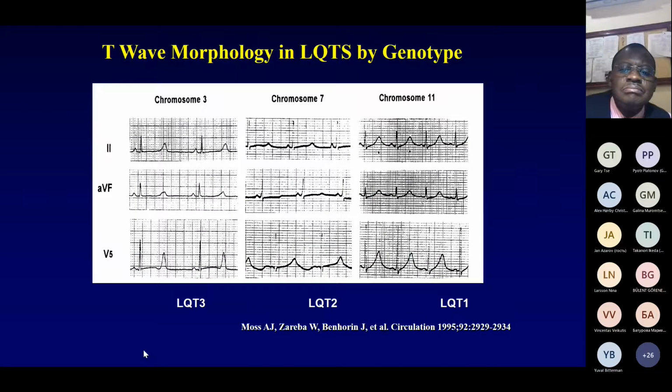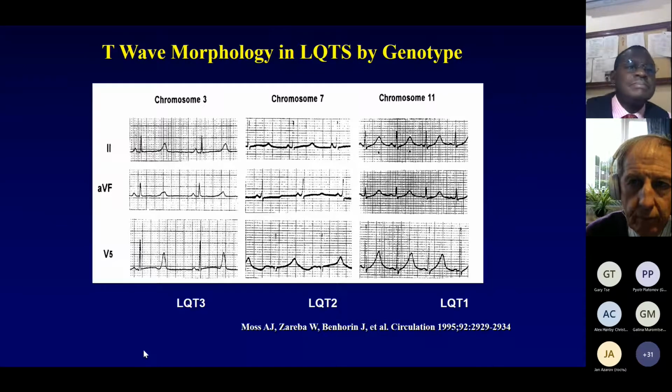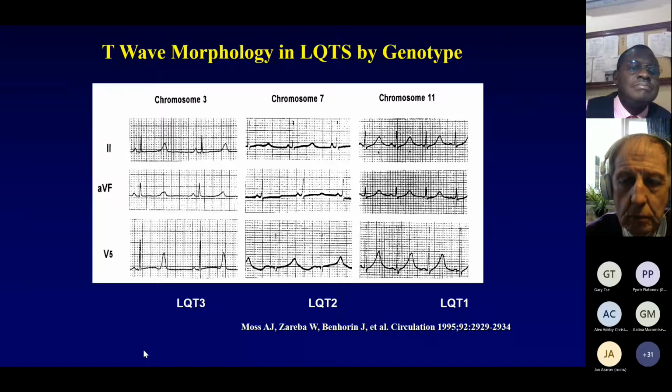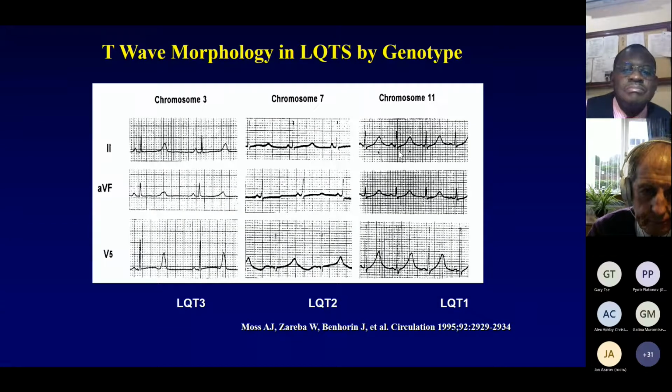A few years later, we worked on genotype-phenotype associations, and we found that there are differences in morphology of the T wave. As you see on the first panel, we have LQT3 with a quite remote T wave and a little bit peaked T wave in this particular exam. LQT2, as I mentioned earlier, especially in limb leads shows a low amplitude T wave, and in LQT1, which is chromosome 11, there is some widening of the T wave, which we could see both in limb leads and precordial leads. So those LQT1 type ECGs are more like normal ECG, but there is some widening of the T wave.